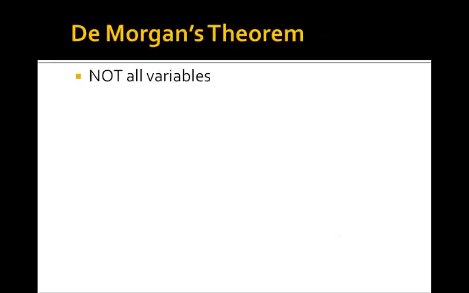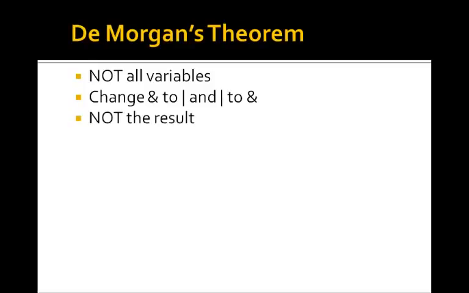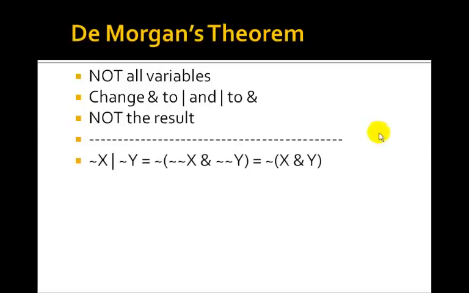So let's summarize DeMorgan's theorem. Remember, it's easy to remember. You not all the variables, you change ANDs to ORs and ORs to ANDs, and you not the result. So it works in any order. If you start with not X or not Y, not all the variables, not X becomes X, not Y becomes Y, OR becomes an AND, and you not the result. And these nots go away, so we end up with not (X and Y).